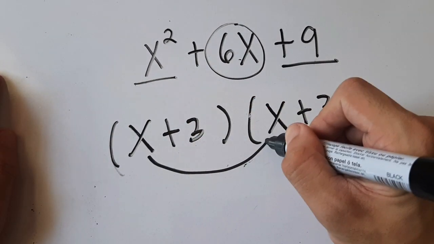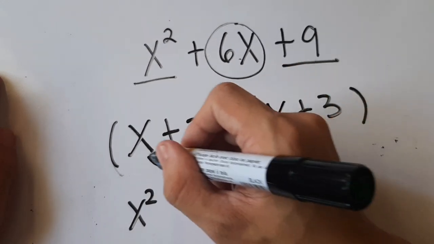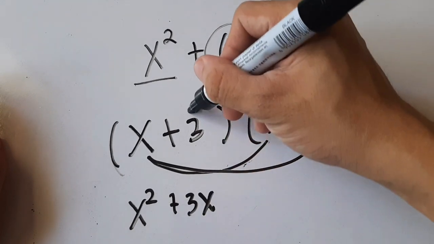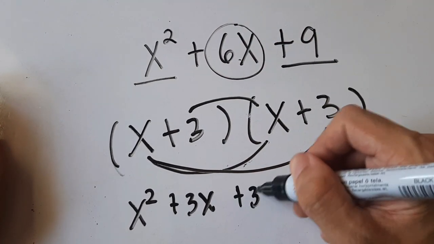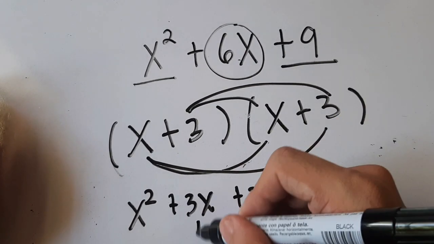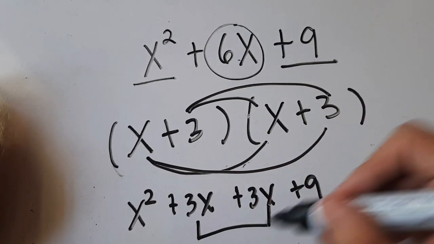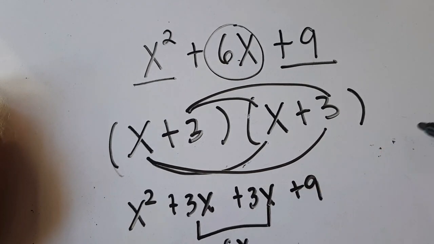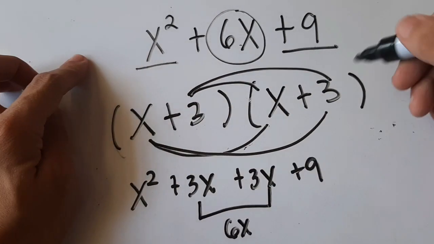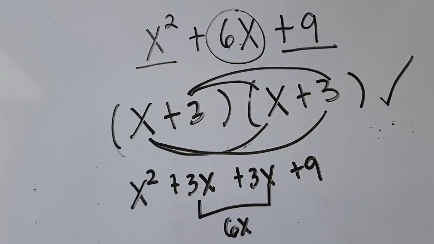So we have x multiplied by x is x squared. X multiplied by 3, the answer is 3x. So we have 3 multiplied by x is 3x. 3 multiplied by 3 is positive 9. And then we will combine the similar terms. So we have 3x plus 3x is equal to 6x. So we have x squared plus 6x plus 9. So the factors of x squared plus 6x plus 9 are x plus 3 and x plus 3.